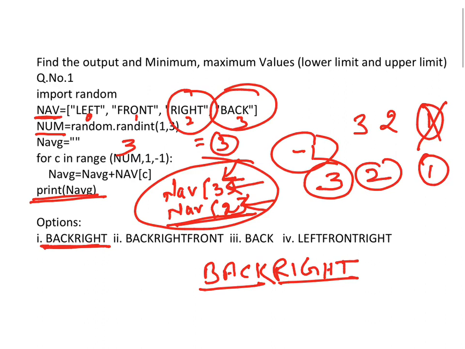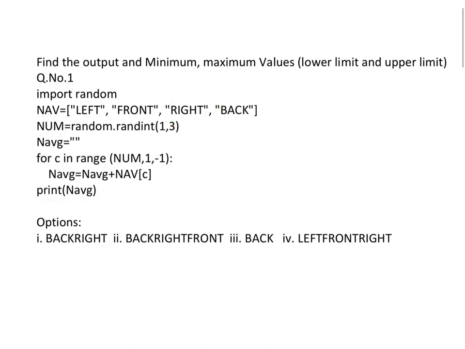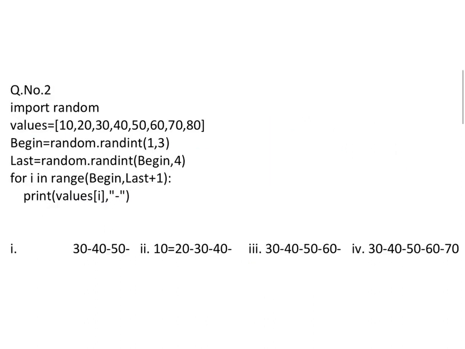So we'll go to the next example now. The next example is import random, values. Once again we have taken one list from 10 to 80. Then one value begin, one value last, and the for loop from begin to last plus 1, and print value.